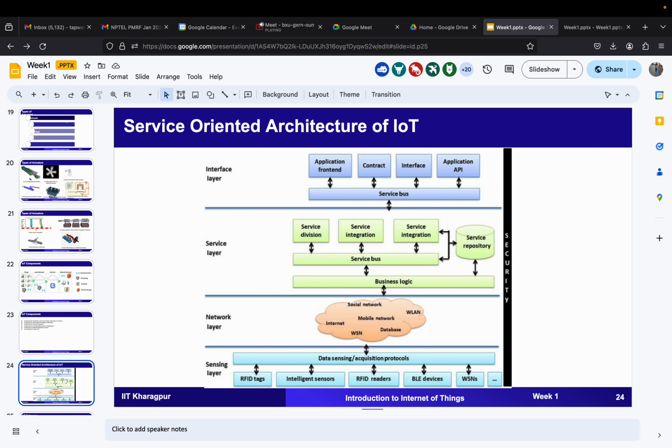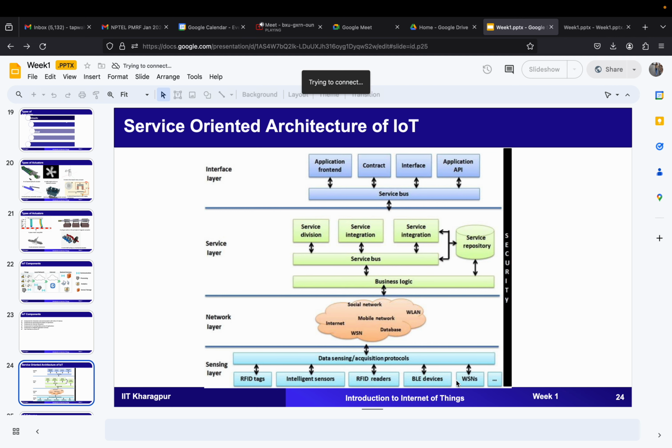Now this is the service oriented architecture of IoT. It consists of 4 layers. First one is the sensing layer, second one is the network layer, third one is the service layer, fourth one is the interface layer. In the sensing layer you have all your devices. Basically it can be your sensors or your actuators. For example, here RFID tags are mentioned, then intelligent sensors, RFID readers, Bluetooth devices, and wireless sensor networks. The main aim of the sensing layer is to sense the network and then to perform some action.